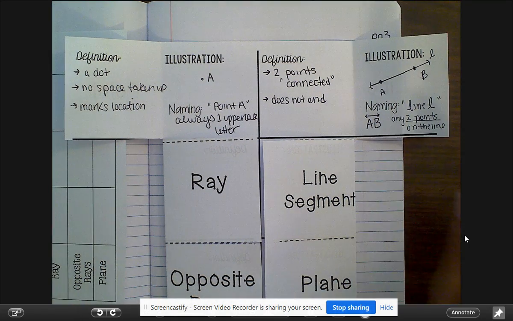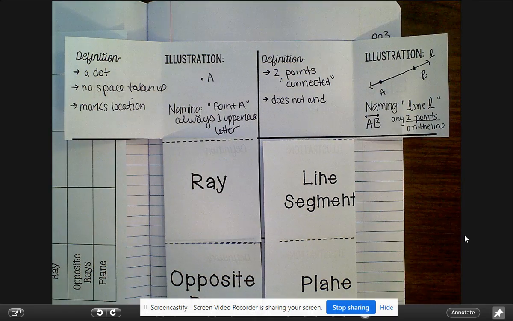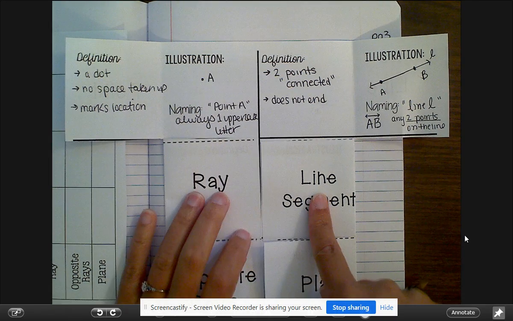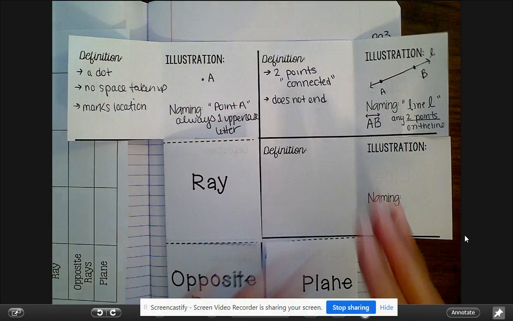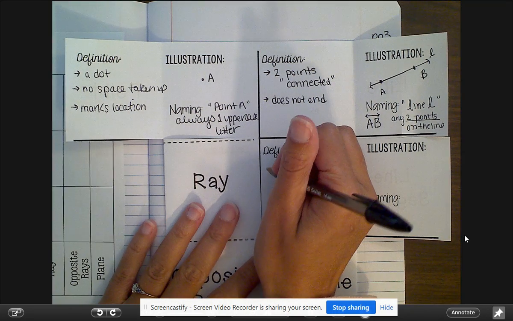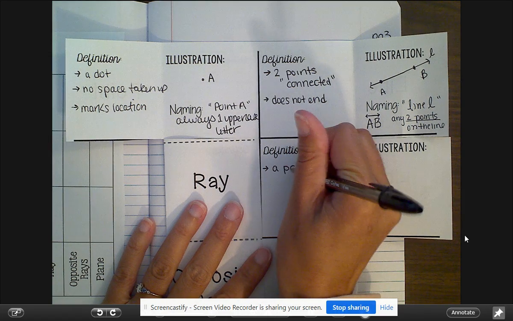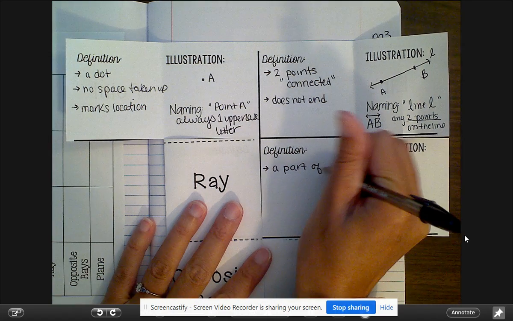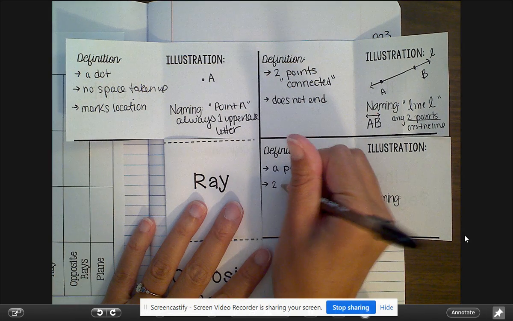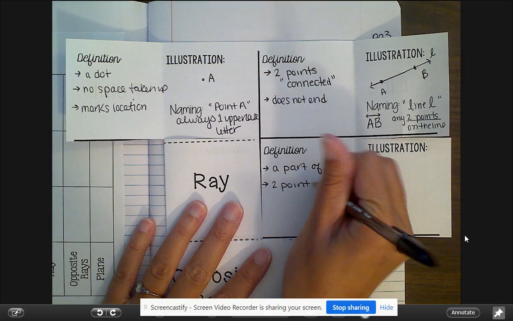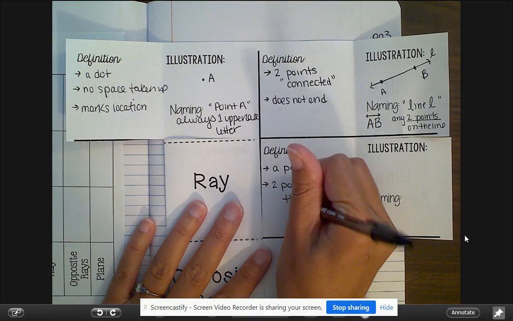Okay, now, if instead of going on forever, I want my line to end, we get what's called a line segment. So a line segment is part of a line. So a part of a line. So 2 points connected that end.